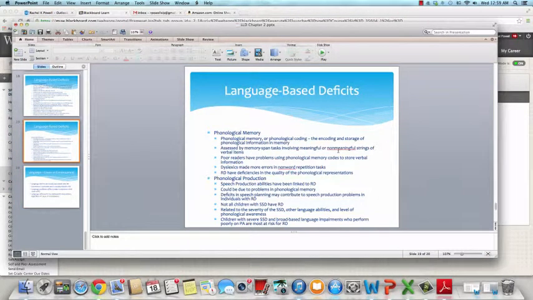Okay, then phonological production. Speech production abilities have been linked to reading disabilities. It could be due to problems in the phonological memory, like we were speaking about in the last section. The deficits in speech planning may contribute to speech production problems in individuals with reading disabilities, but not all children with speech sound disorders have reading disabilities. The reading disabilities are related to the severity of the speech sound disorder, other language abilities, and the level of phonological awareness.